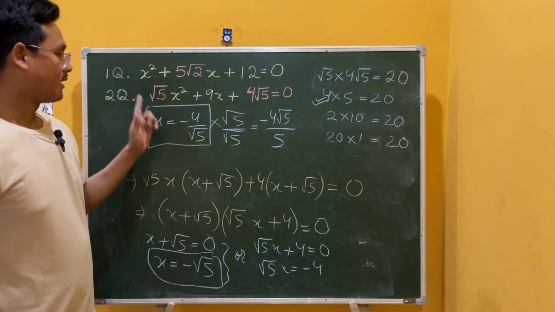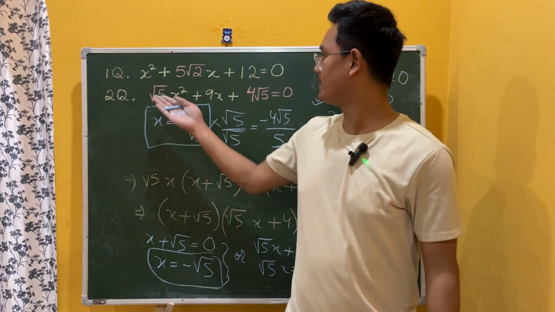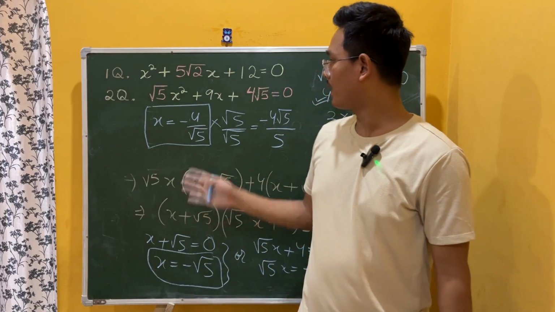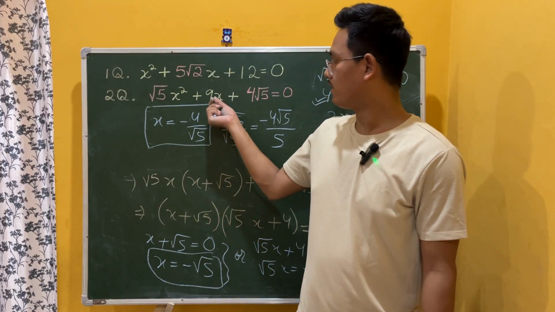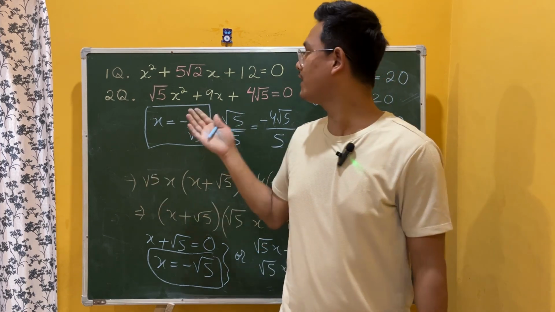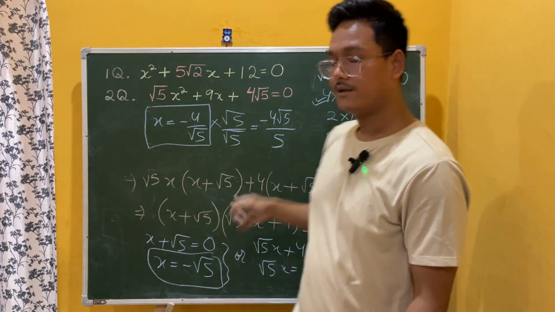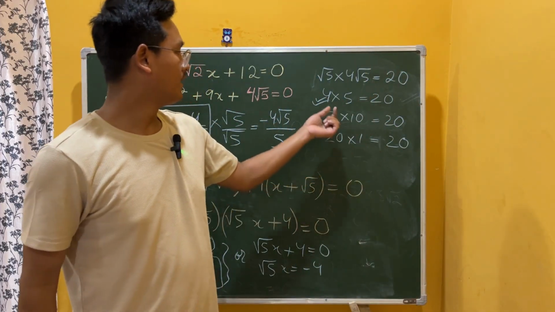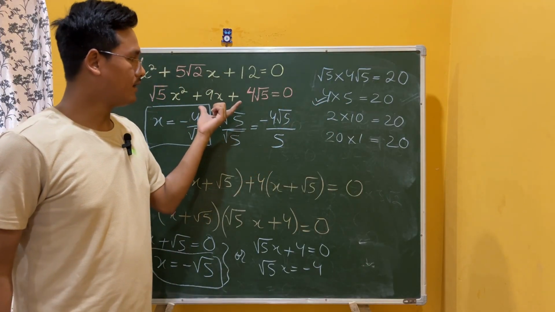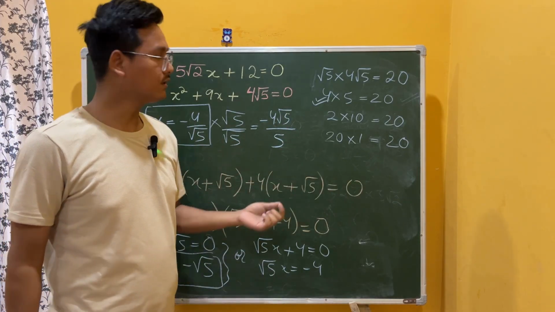So I hope you understood clearly by these two examples. Whenever you see a question like this where the coefficients are irrational numbers, you can solve them by the factorization method if it is solvable. Once you get the factors like this, if the middle term can be split apart, then only this is solvable. Otherwise you'll have to go for the formula.